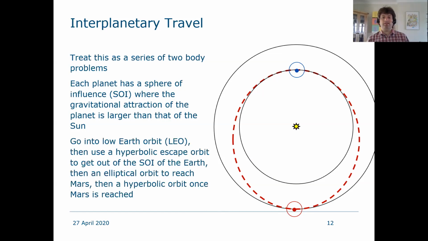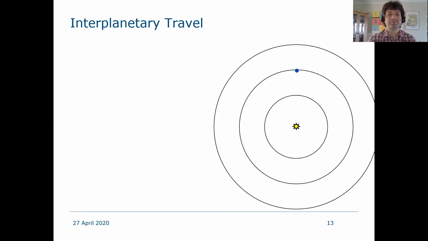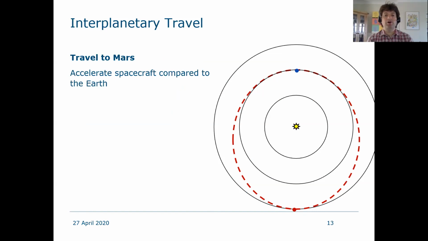So what we typically do is, if we launch from the Earth, we send our spacecraft into low Earth orbit. Then we use a hyperbolic orbit to get to an escape trajectory. And then we can be on our elliptical orbit heading for Mars. If we're traveling to Mars, we're going to need to accelerate our spacecraft relative to the Earth. We need a kinetic energy that can be converted into potential energy by the time it reaches Mars. So it accelerates relative to the Earth, and we go onto this elliptical orbit that will take us to Mars.